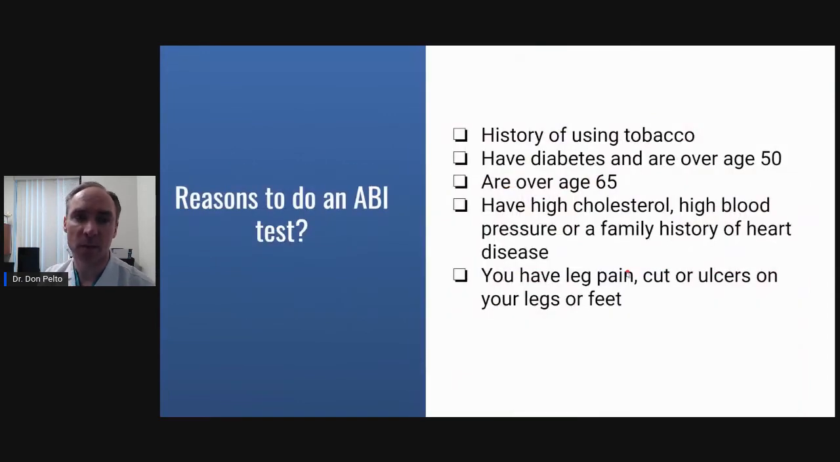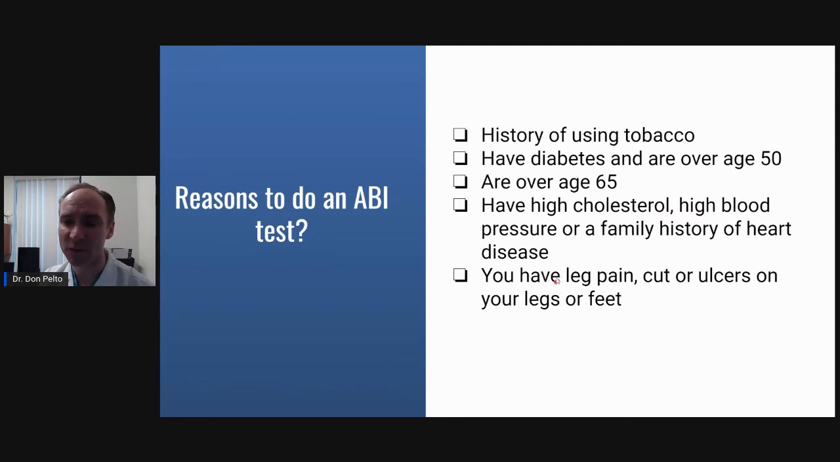What are the reasons to do an ankle brachial index? If you have a history of tobacco use, because tobacco greatly increases the cause of circulatory issues. If you have diabetes, specifically diabetes, they have a higher chance of having circulatory issues. And if you're over the age of 50, diabetes over the age of 50. And if you're over the age of 65, or I usually use 70 in the office, and non-diabetic, so non-diabetics over the age of 70, high cholesterol, blood pressure, family history of heart disease.